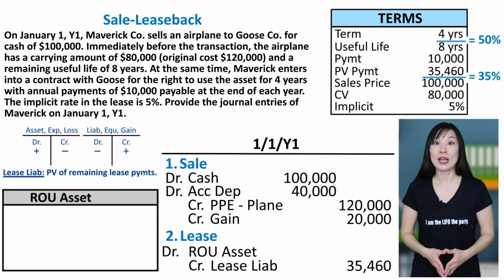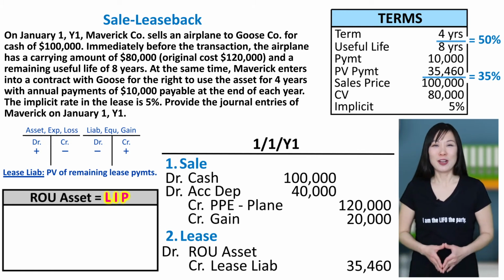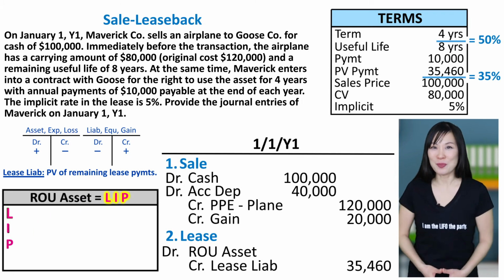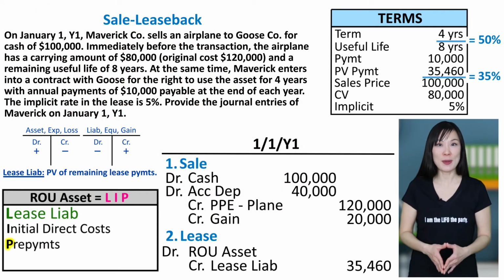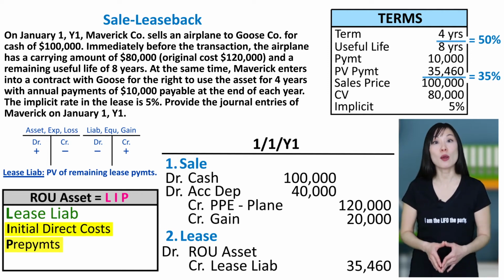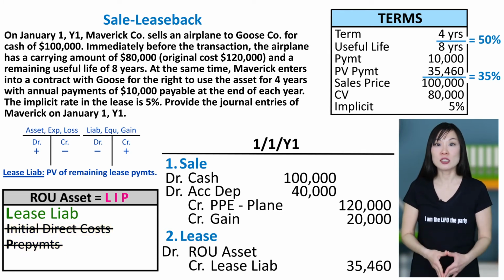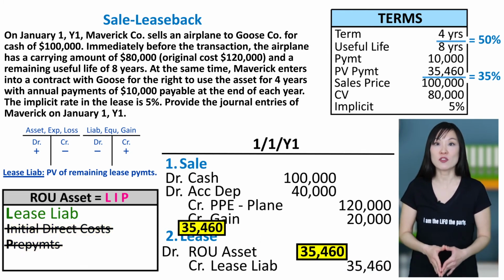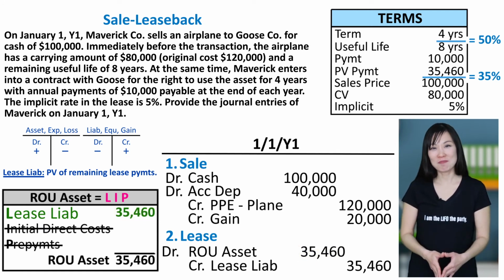And remember, a right of use asset is a LIP. L, lease liability. I, initial direct costs. P, prepayments. The prompt doesn't say anything about initial direct costs or prepayments. Let's cross those off. Then the right of use asset is just the lease liability, $35,460. Do our debits equal our credits? Yes, they do.